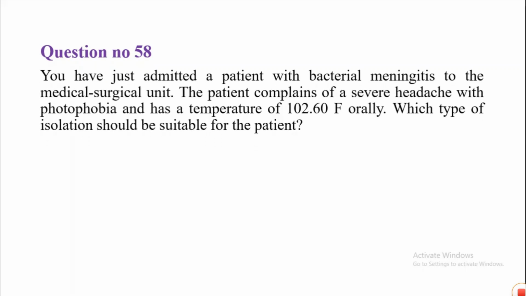Question number 58. You have just admitted a patient with bacterial meningitis to the medical surgical unit. The patient complains of a severe headache with photophobia and has a temperature of 102.6 Fahrenheit orally. Which type of isolation should be suitable for the patient? The options are number A, airborne, number B, contact, number C, droplet, number D, standard precaution.